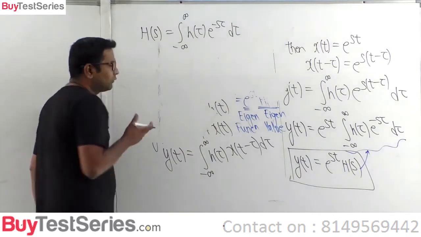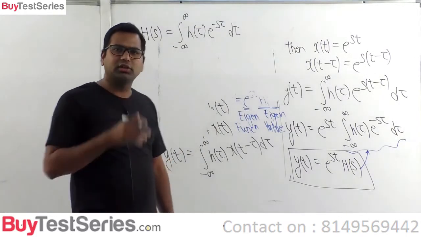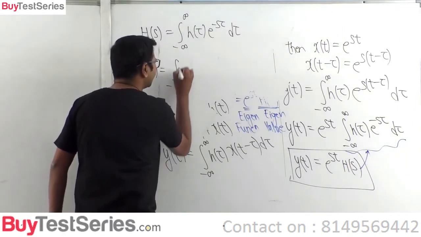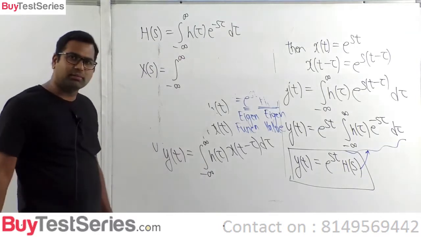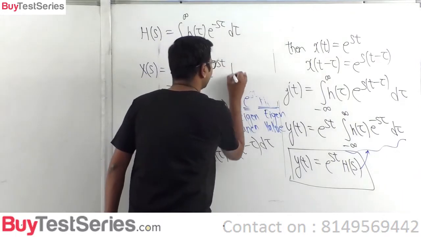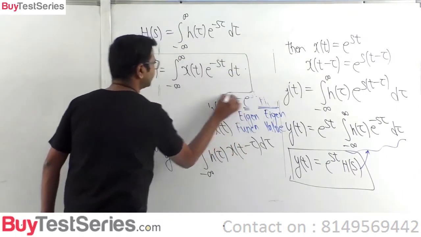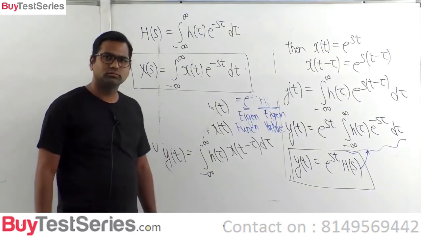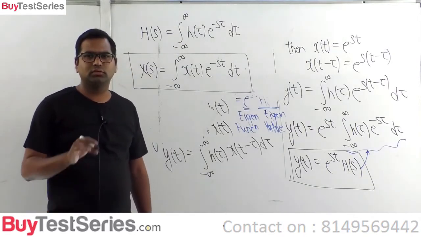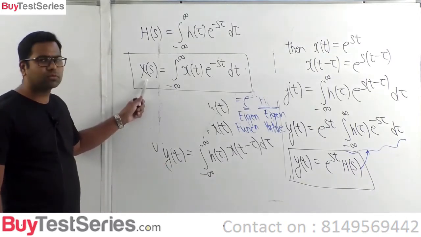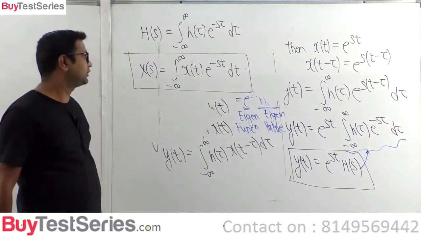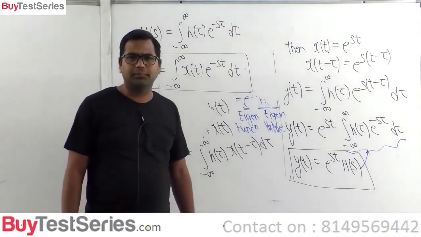Therefore, the function can be anything. Therefore, h can be replaced by x. So, I can write down capital X of s similarly as equal to the integral from minus infinity to infinity x of t e raised to minus st dt. This is the definition of Laplace transform. Thus, we can say that Laplace transform is nothing but an eigenvalue whose eigenfunction is e to the power st.